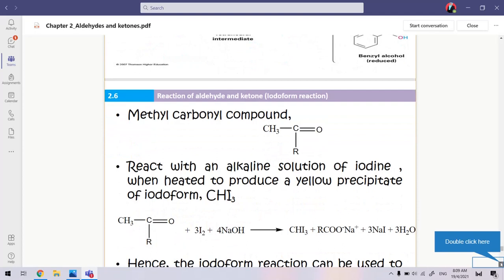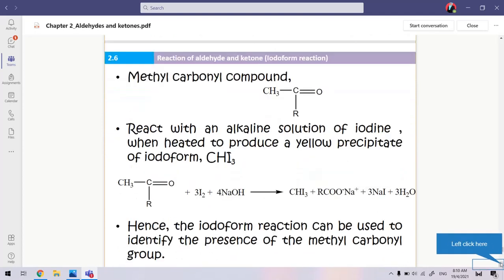And then the reaction of aldehyde and ketone, we call the iodoform reaction. So it will react with an alkaline solution of iodine when heated to produce a yellow precipitate of iodoform, CHI3. Please make sure the C double bond O group must attach to methyl.